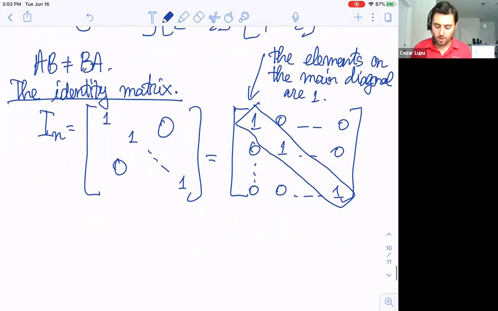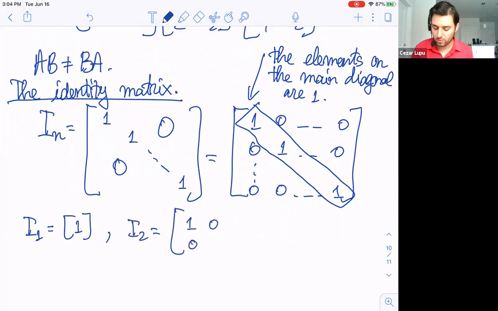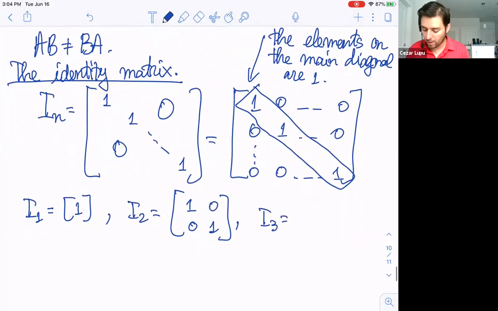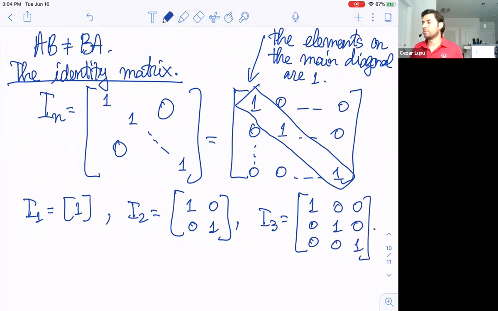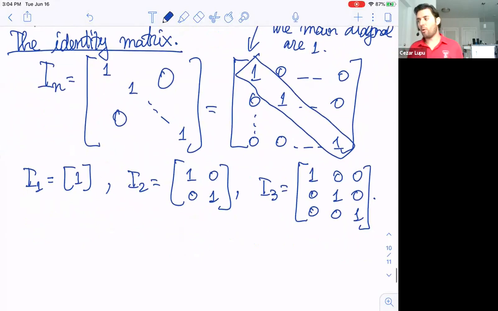For example, for n equals 1, we have I1, which is just the element 1, basically a scalar. For n equals 2, I2 is a 2 by 2 matrix, 1, 0, 0, 1. For n equals 3, we'll have 1, 0, 0, 0, 1, 0, 0, 0, 1. So that's the matrix. And why is the identity important?